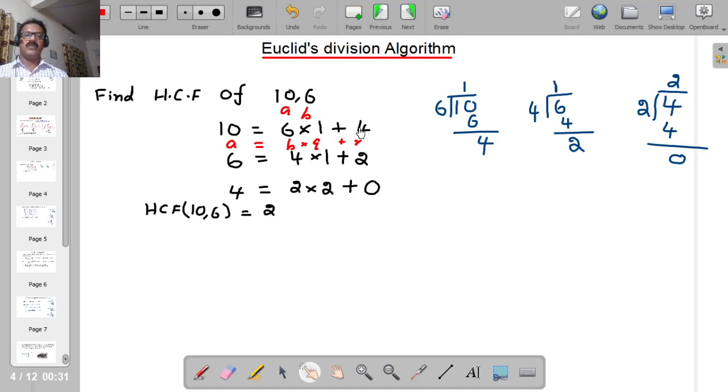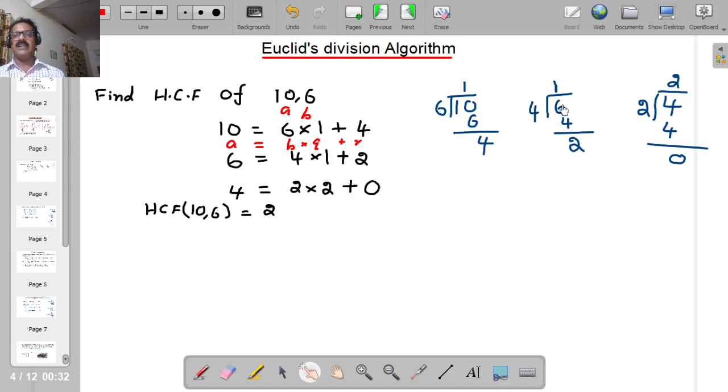Now the remainder is not equal to 0. Here the remainder is 4. So now we will apply the Euclid's division lemma to the present divisor and the remainder. That is, if the remainder is not equal to 0, we will continue applying the Euclid's division lemma to the divisor and the remainder. So now we will be taking A is equal to 6 and B is equal to 4, and we will continue applying the Euclid's division lemma to 6 and 4.